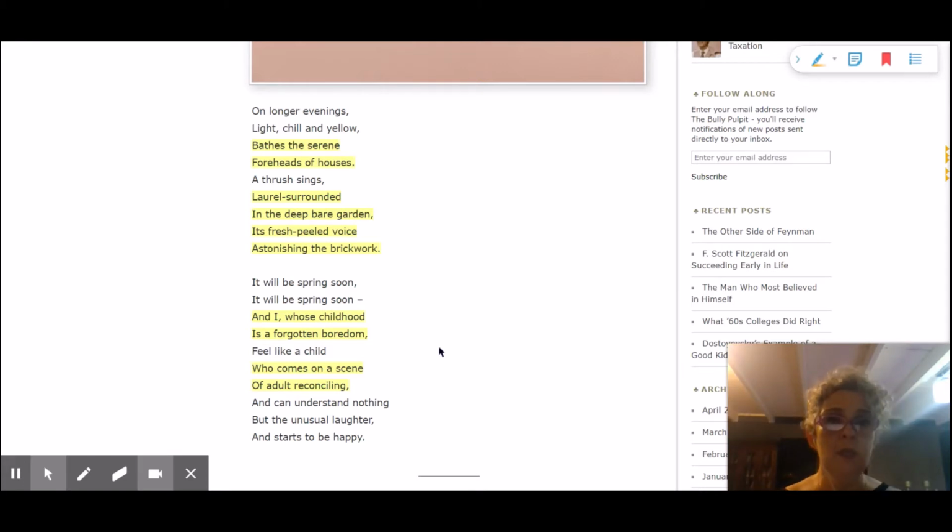We can see also two elements we analyzed last week. That is the repetition of consonant sounds, what we call consonance. And here the consonant sounds that we can read are the dark L: longer evenings, light, chill, and yellow, right? If you pay attention to these sounds, longer evenings, light, chill, and yellow, there is some music created by the repetition of the L sound.